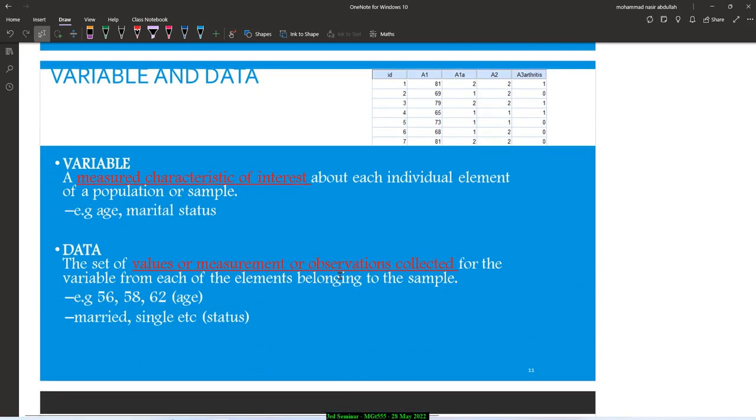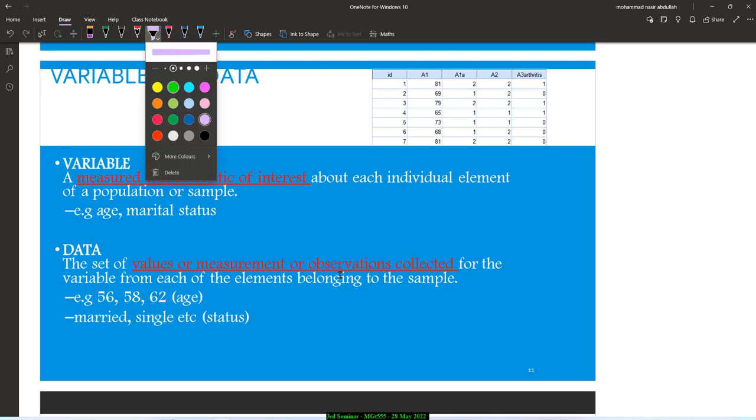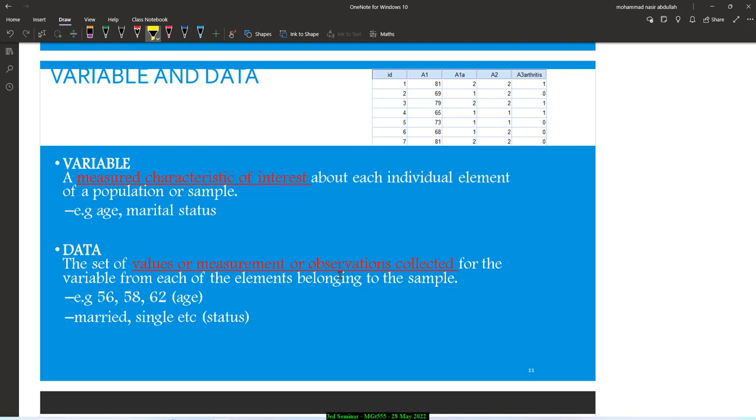And then the thing that we need to understand is variable and data. So variable is the measurement or characteristic of interest. Means that something that we want to measure. For example, age, marital status, gender, income status, right, and so on. So all of these we call as variable, right?